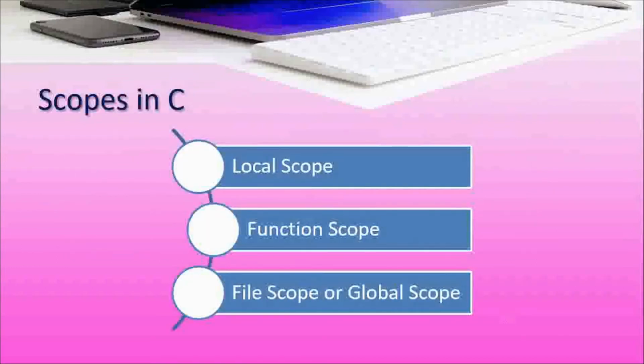So normally the scopes in C are divided into three different types. Three different scopes are available for the variables in C. The first one is the local scope, then there is the function scope, and then there is the file scope, also known as the global scope. So: local scope, function scope, and file scope or global scope.